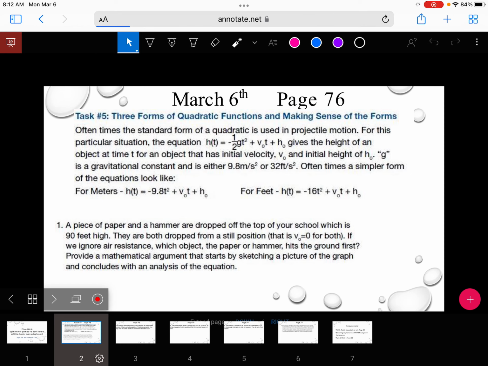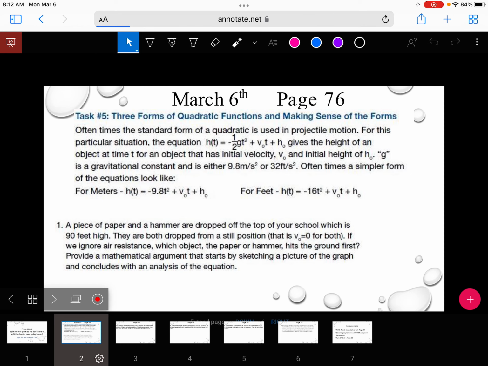So what we're going to do now is we are going to use these equations, start looking at things and how they compare and what different kinds of equations tell us. So we're going to look at number 1 here. This is honestly a very famous kind of experiment here, and to think about it. We've got a piece of paper and a hammer dropped off the top of the school, which is 90 feet high. They are both dropped from a still position, so I'm not throwing it down, we're just dropping.